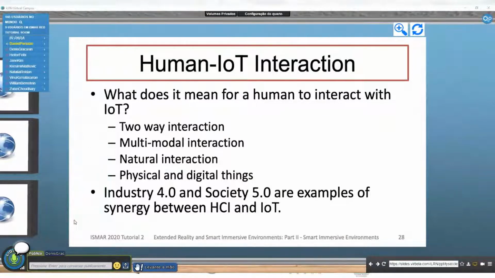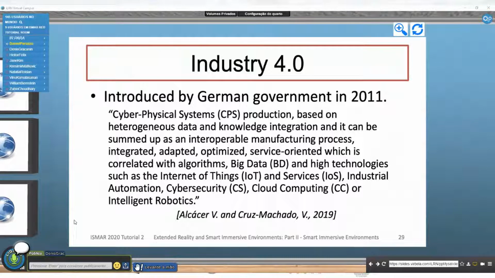So two paradigms that are emerging these days or recently are the Industry 4.0 and Society 5.0 paradigms. And they are, in essence, based on leveraging the synergy between human-computer interaction and the Internet of Things. So, what is Industry 4.0? Well, Industry 4.0 was introduced by the German government in 2011, so it is relatively established.